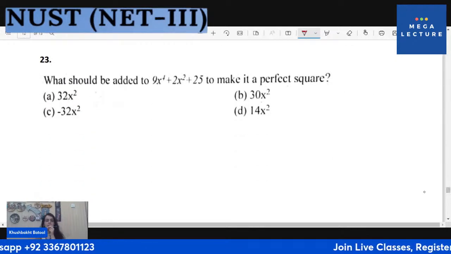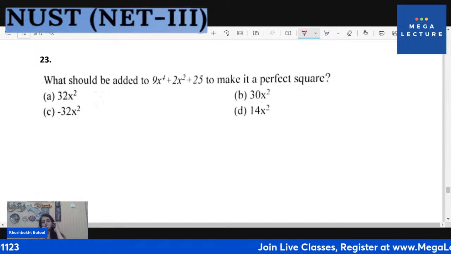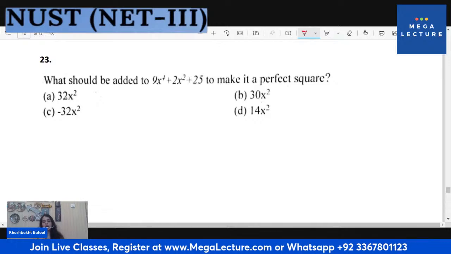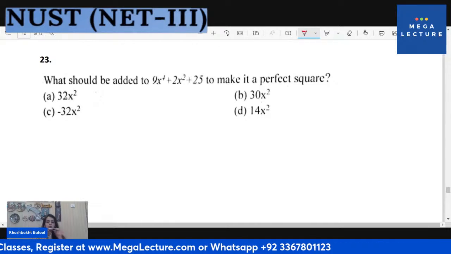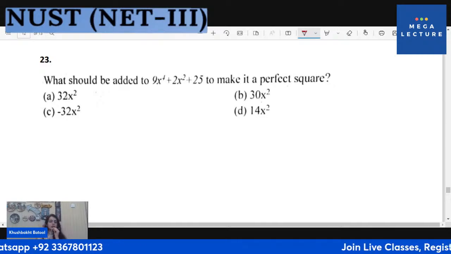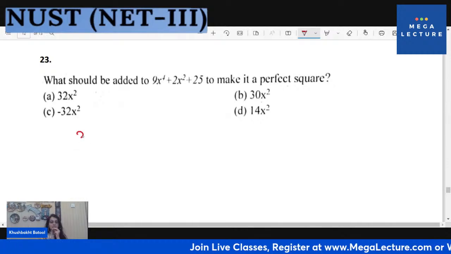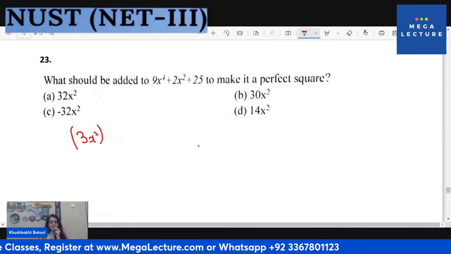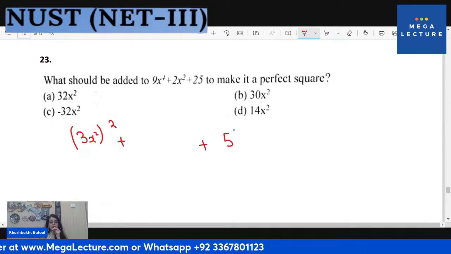Okay, now it says what should be added to 9x to the power 4 plus 2x squared plus 25 to make it a perfect square. Okay, now just take a few seconds and understand the question. You need to make this a perfect square, so I can write it as this square plus 5 square.